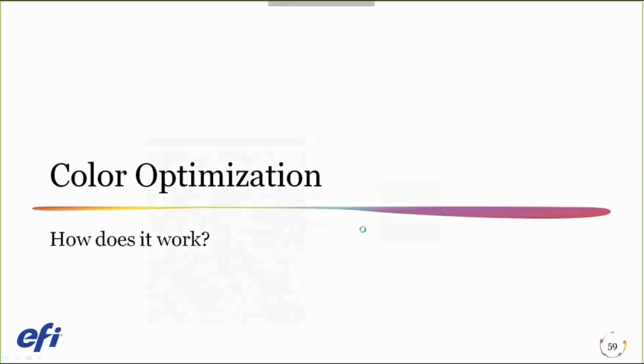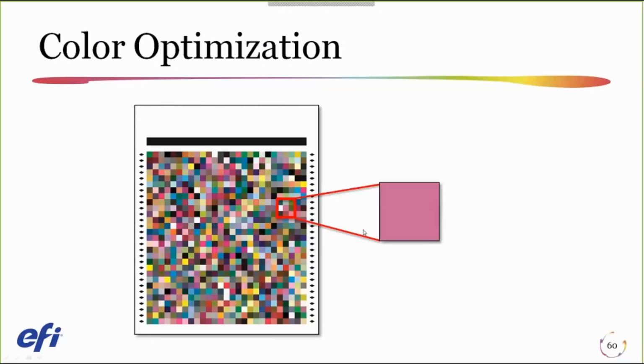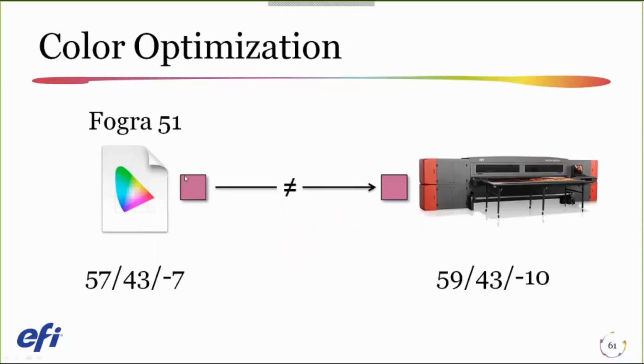So how does it work? Well, it works by printing a color management target and analyzing it and comparing it back to the reference profile. Let's, for example, take this one cyan patch. Let's say I printed it. In my workflow, I've got my workflow set up for Fogra 51. Fogra 51 says that CMYK patch, that recipe, should look like this LAB value. But when I printed it on my ViewTech and measured it, I got this LAB value. You can see they don't match.